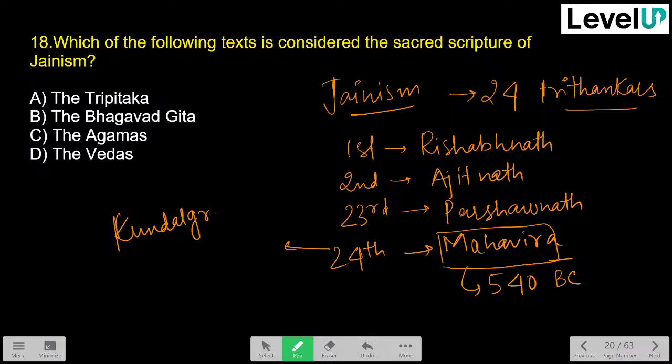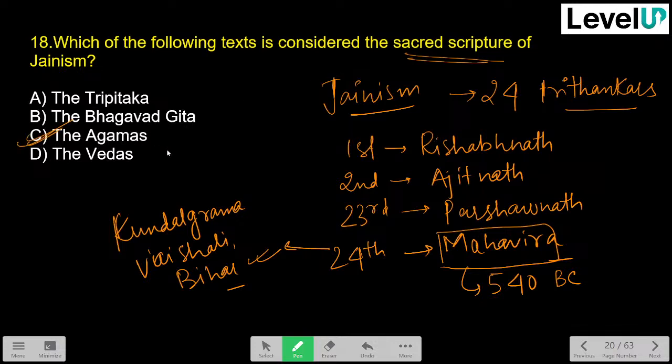Kundalgram, Vaishali. That is in Bihar. So in ancient India, you will see a lot of significance of Bihar, right? What is the sacred scripture of Jainism known as? It is the Agamas. The Agamas is the sacred scripture. Okay. Next question.